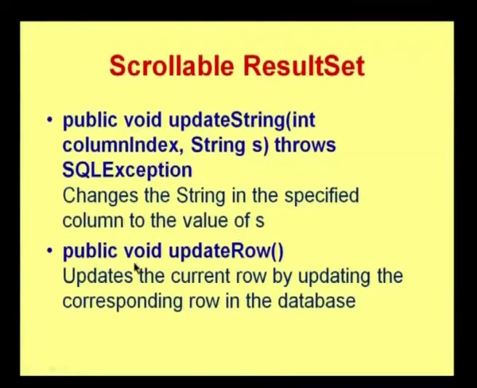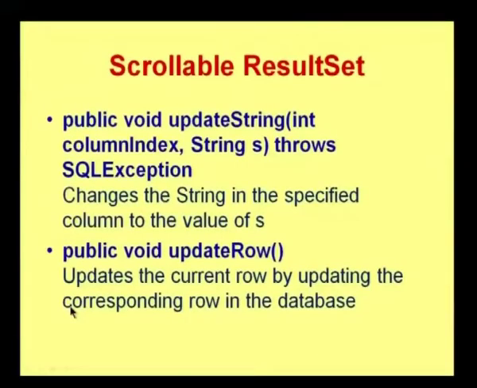Next is public void updateRow. This updates the current row by updating the corresponding row in the database. Whenever I am in a particular row, some other user may have changed my data in the database. In that case, if I say updateRow, it means that whatever data is available in your database gets updated to your result set. So, it updates the current row by updating the corresponding row in the database.